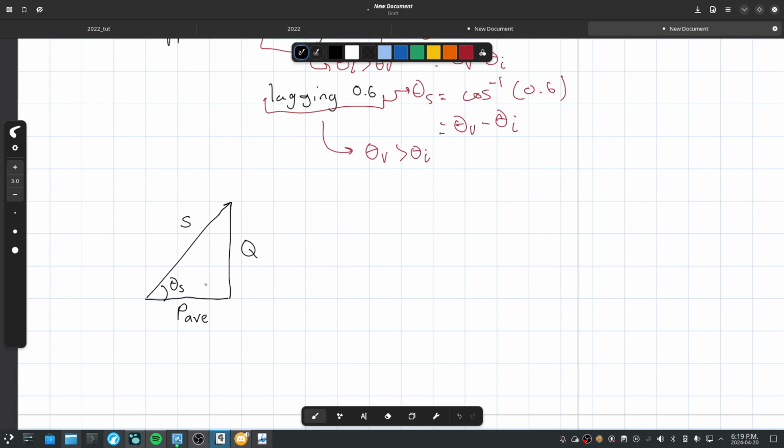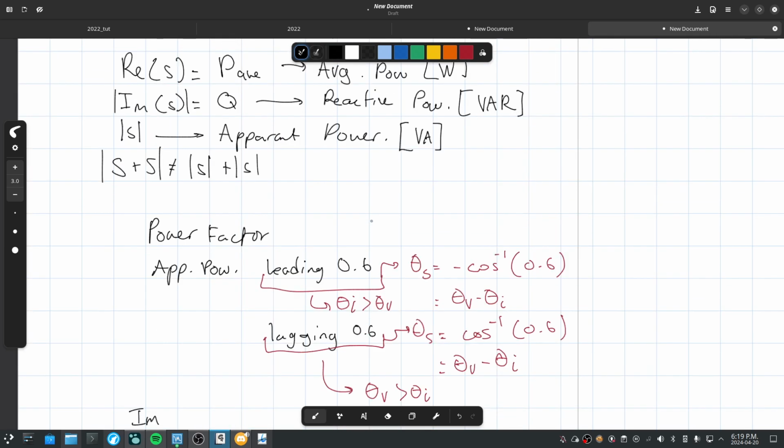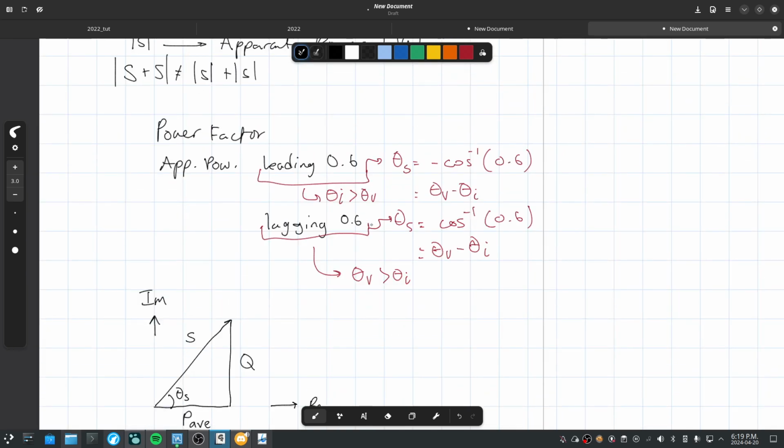And again, this is literally just angles. This is a triangle. There's nothing special about it. It works exactly how every single other triangle works in existence. The only difference is that this way is imaginary and this way is real. And that's pretty much it.